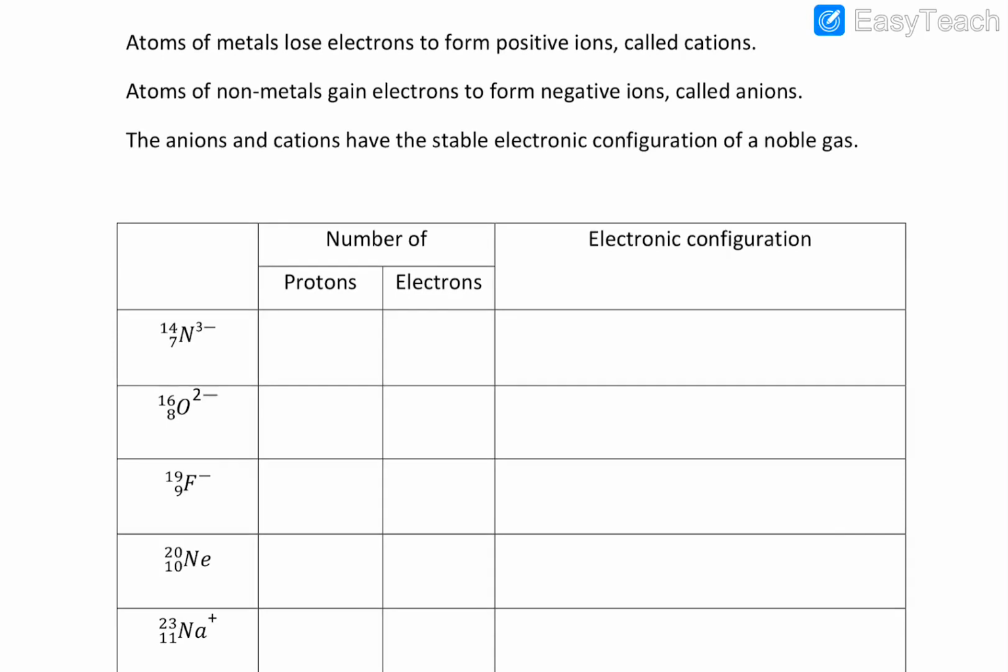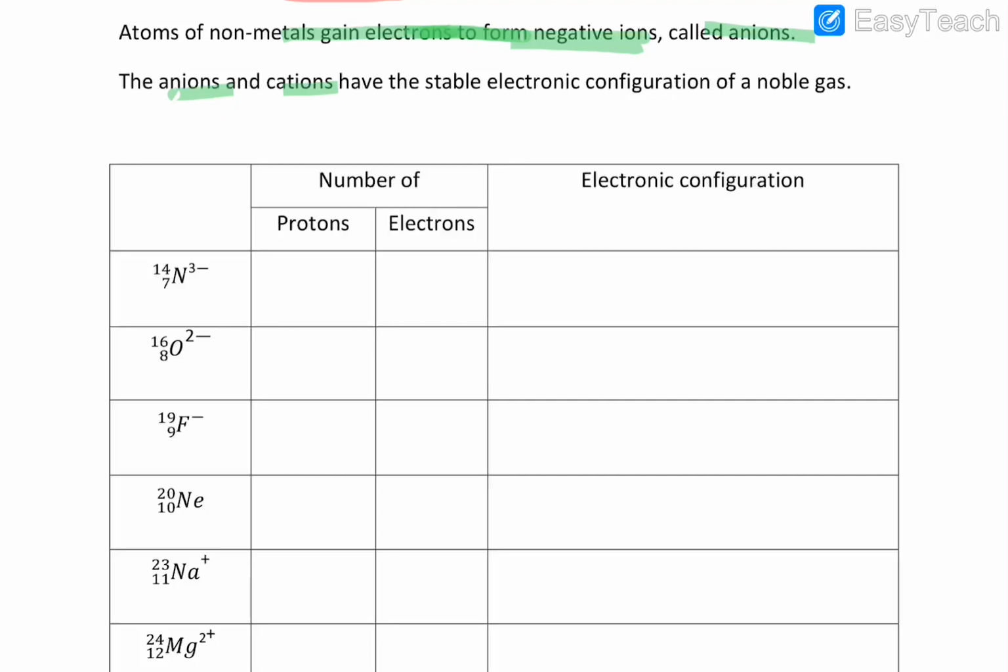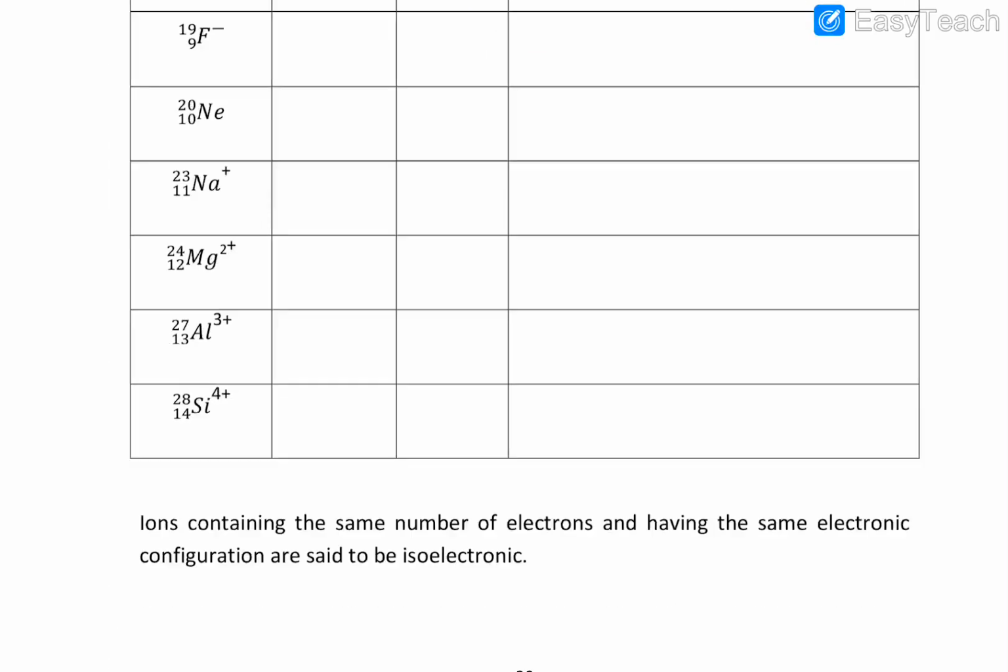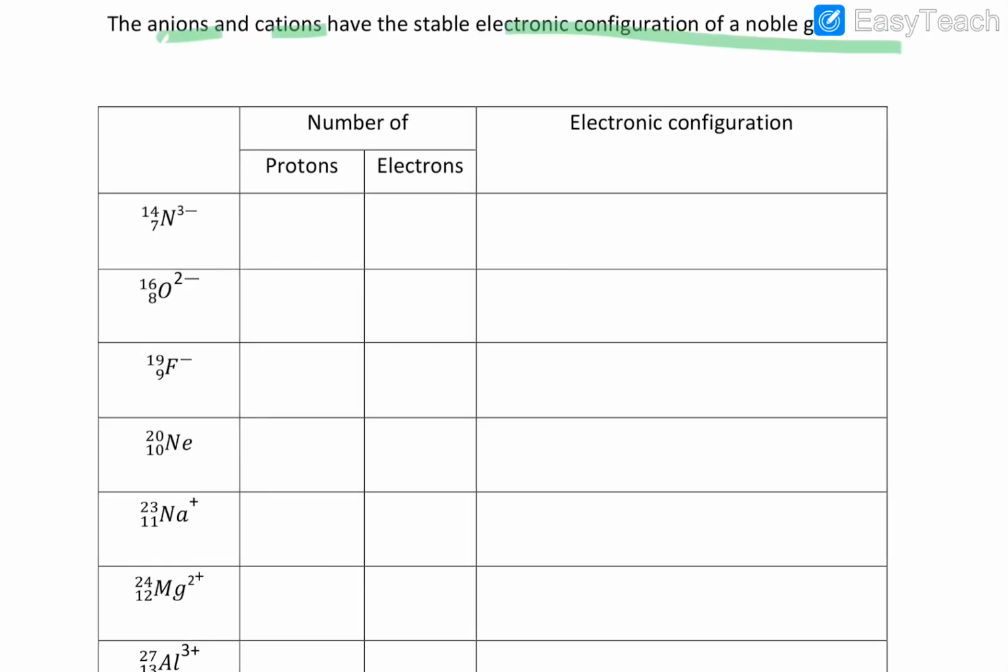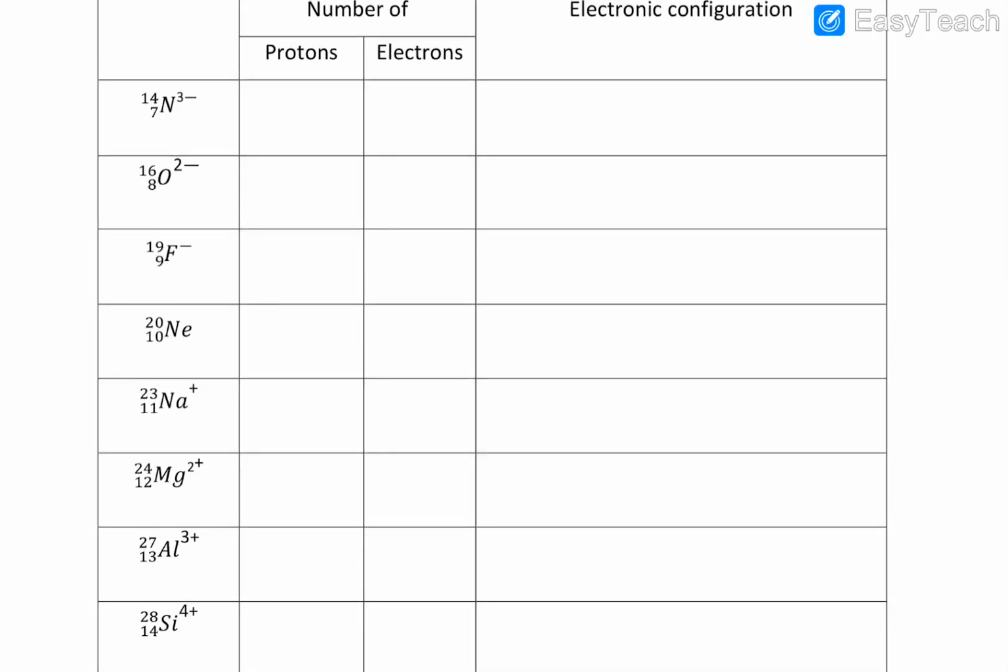Okay, so atoms of metals will lose electrons to form positive ions called cations. Atoms of non-metals will gain electrons to form negative ions called anions. And anions and cations have stable electronic configuration state. So complete for all of them. Pause the video, complete for all of them, and then you can check your answers.